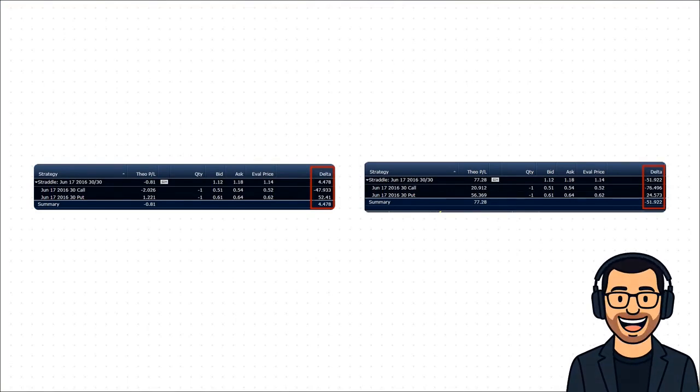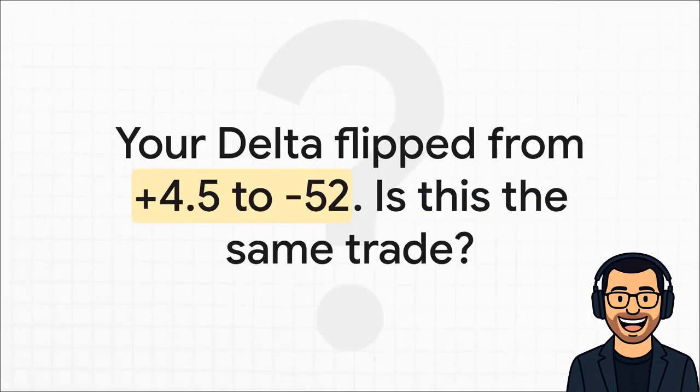Now look at the picture on the right. This is the exact same position later on. After the market moved, the delta has completely flipped to negative 52. So what happened here? You started with a positive delta of about 4.5, and now you're sitting on a negative delta of almost 52. The big question is, is this even the same trade you wanted to be in? Your risk profile has done a complete 180. It's gone from a little bit bullish to extremely bearish. This is exactly why you have to watch your Greeks.